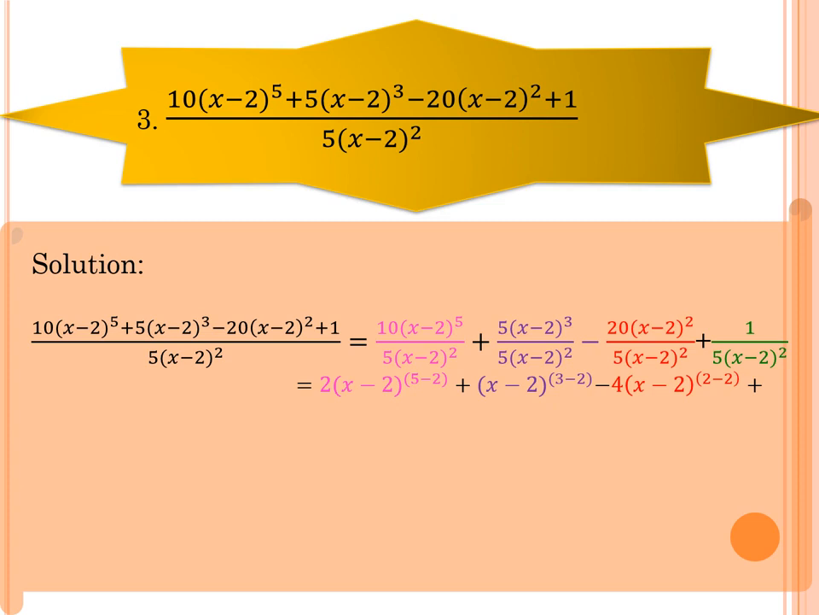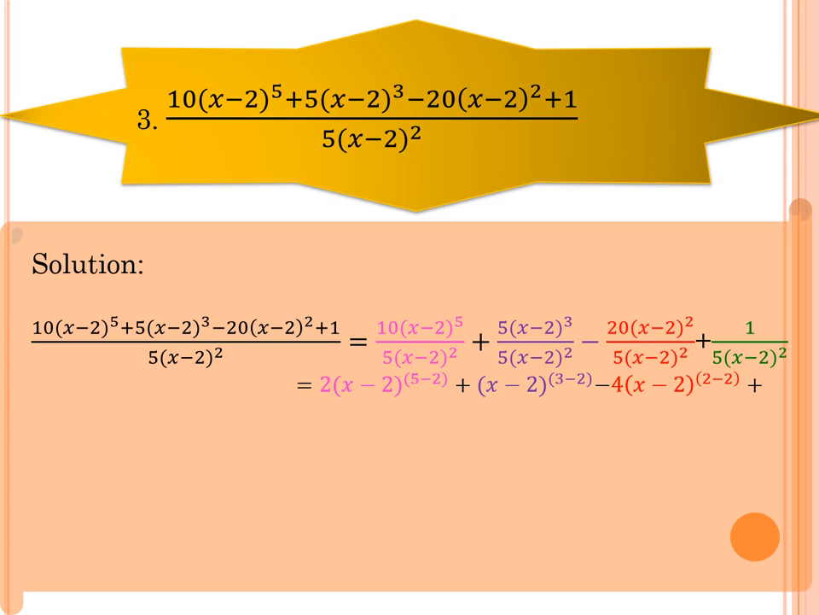Why? Since 10 divided by 5 is just equal to 2, and x minus 2 to the power of 5 divided by x minus 2 to the power of 2, since the same yung base nila, so we can apply the laws of exponent here. So we just subtract their exponents. So that's why we have quantity x minus 2, quantity to the power of 5 minus 2.